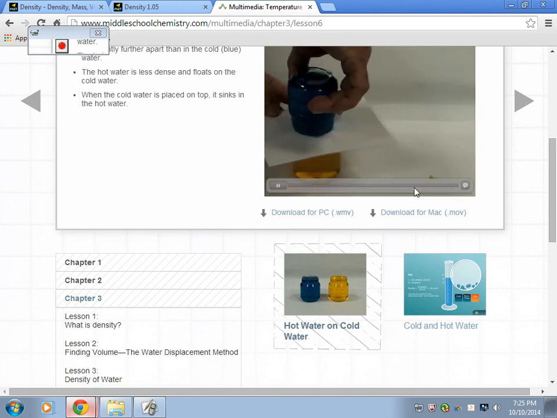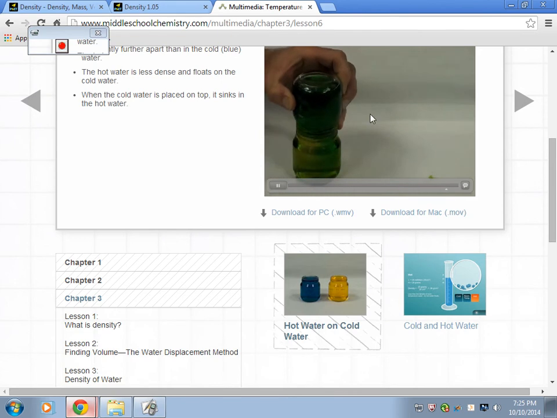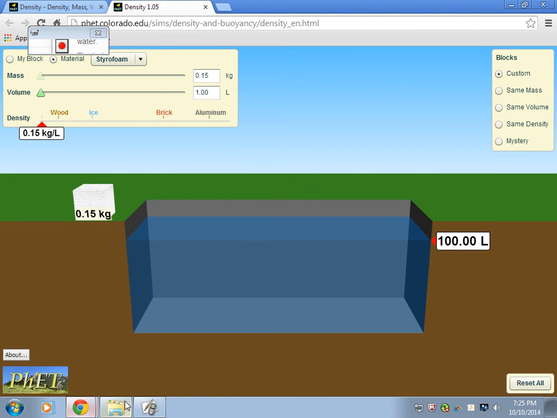So let me speed this up here. If you look, they're going to put the blue on top. Remember, the blue's packed very closely together. The molecules on the bottom and the yellow are hot. They're moving very quickly. And look what happens. The blue mixes. Interesting. So let's go back to our flip chart.